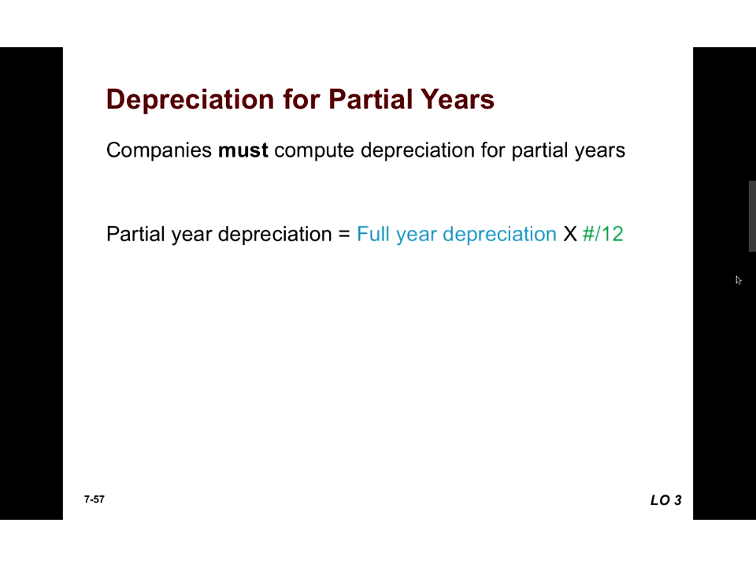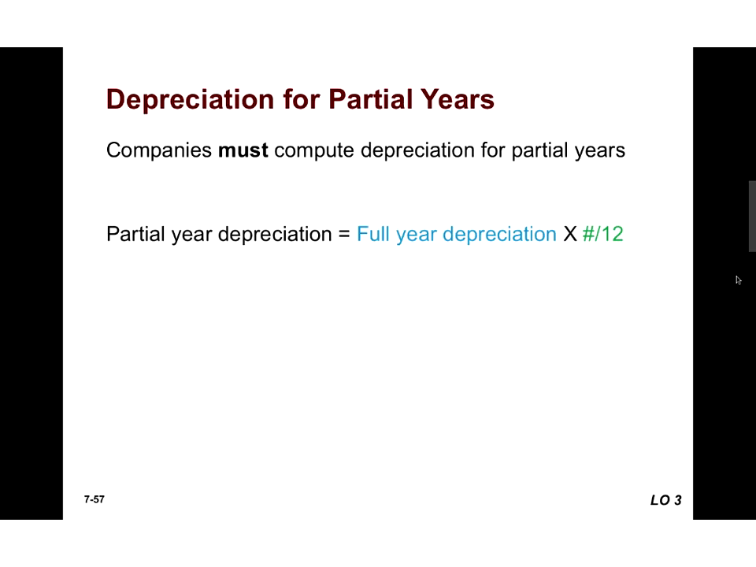Couple more things. If you buy something in the middle of the year, you have to adjust the depreciation. You have to compute depreciation for partial years. Basically, you compute the depreciation for a full year, and then you multiply it by how many months out of 12 that you had it. It's not a big deal, but if you have a partial year depreciation, you're going to have to make an adjustment that first year, and the last year if you don't own it the full year.